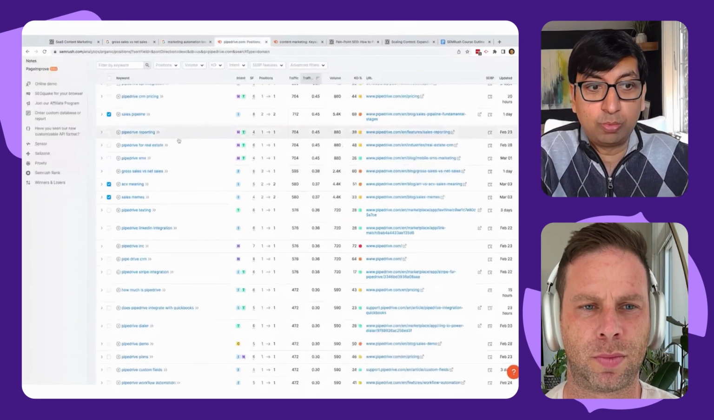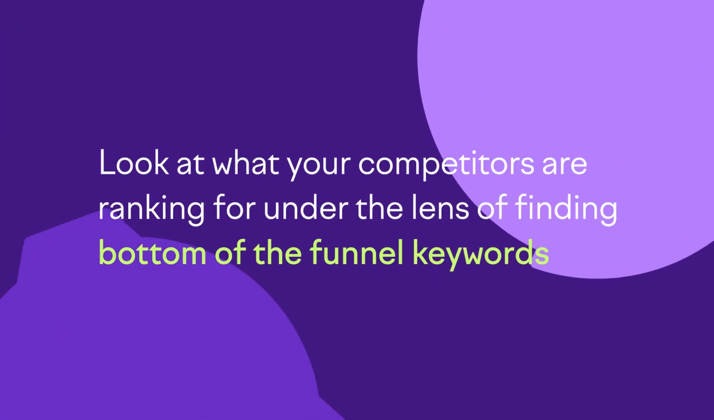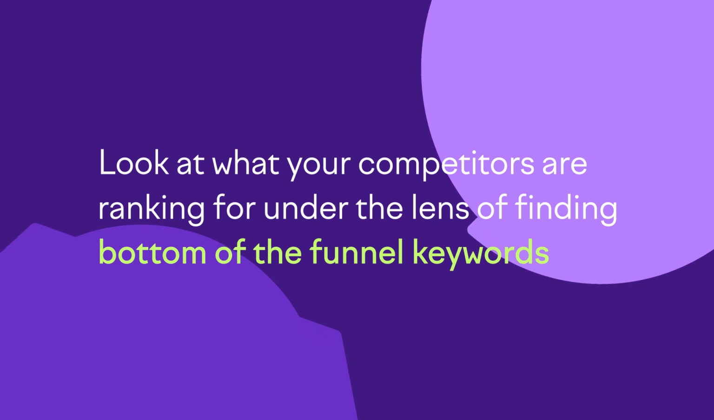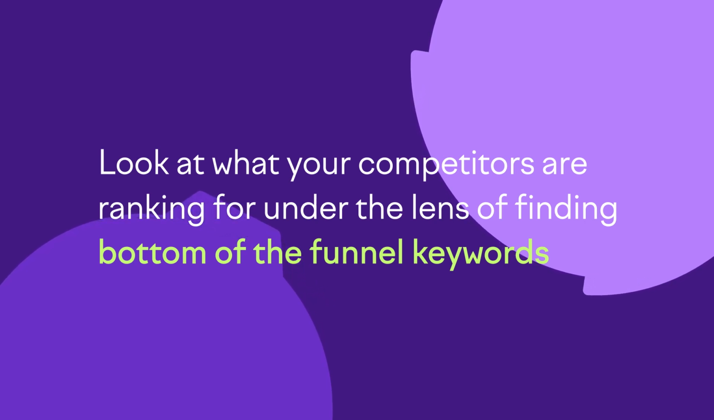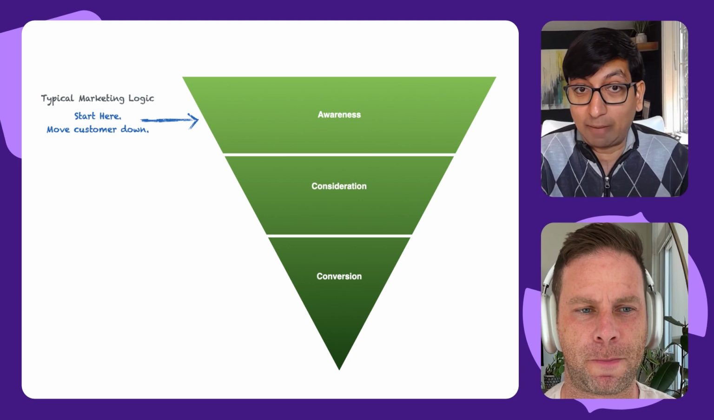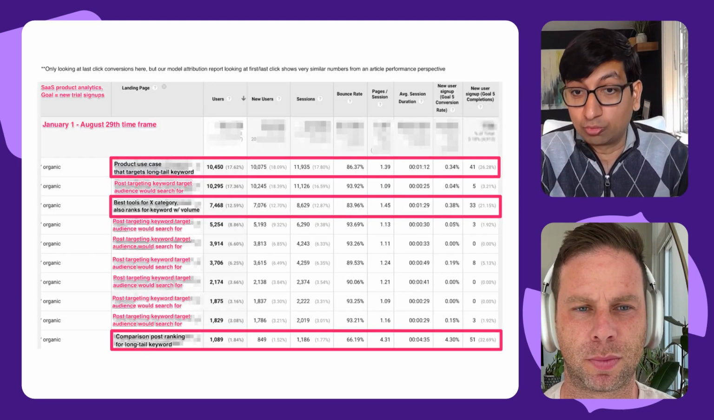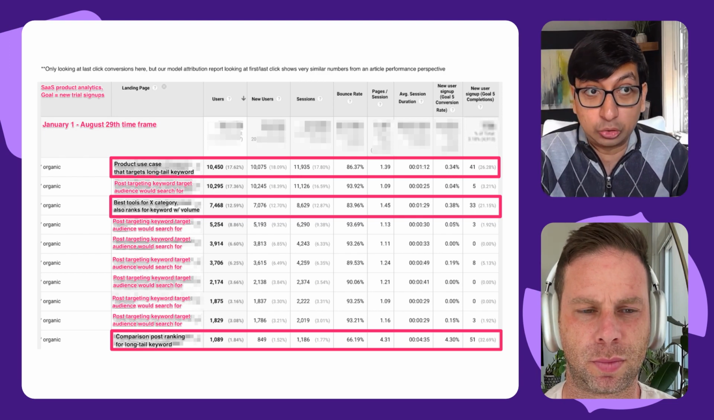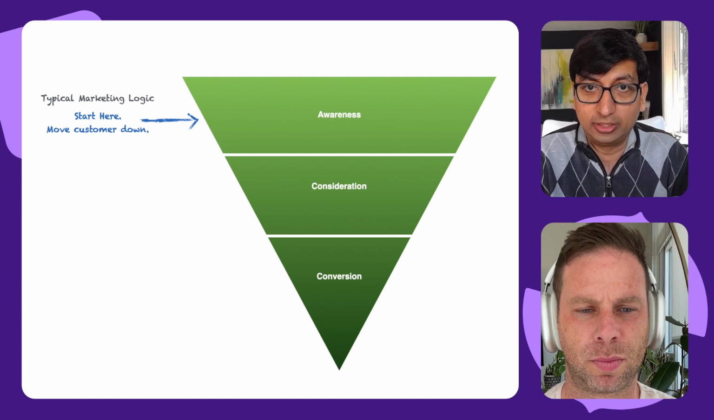This is a great tool, but the way to use it is to look at what your competitors are ranking for under the lens of, I want to first find these absolute bottom of the funnel keywords. Don't just go after the other keywords the competitors are going after just because they're ranking for it. Don't think that they're doing this properly and that ranking for it means conversions, because the vast majority of companies are ranking for top of the funnel content because that's the culture of content marketing. The vast majority of companies are up here. So that's kind of the cautionary tale there.